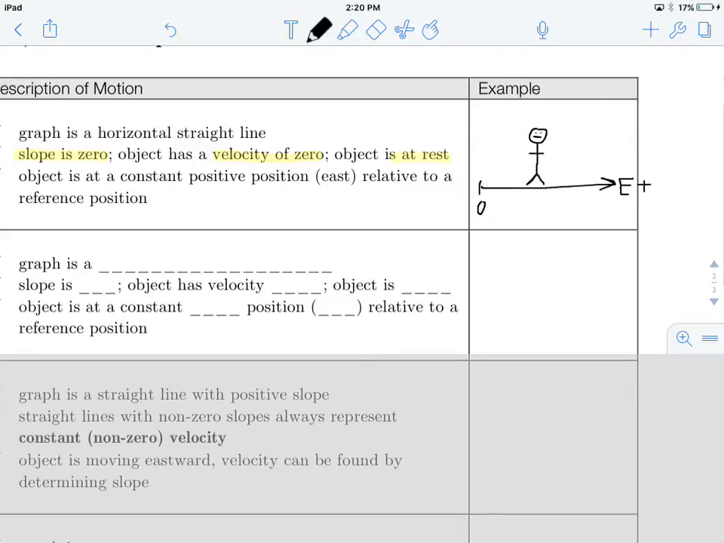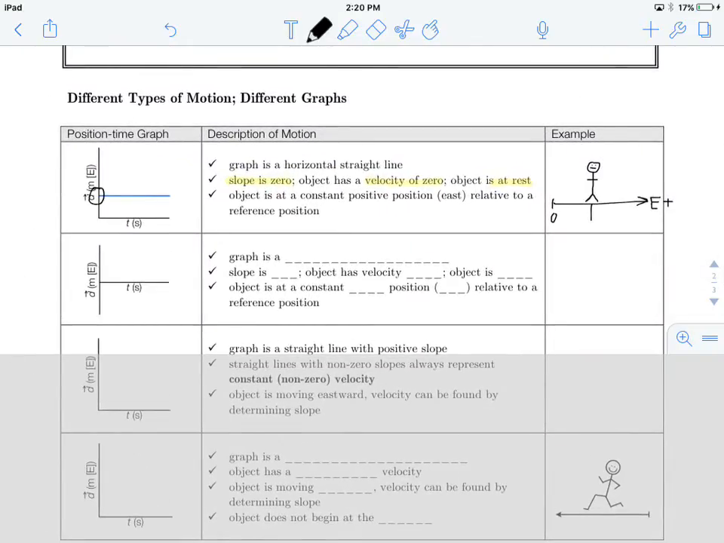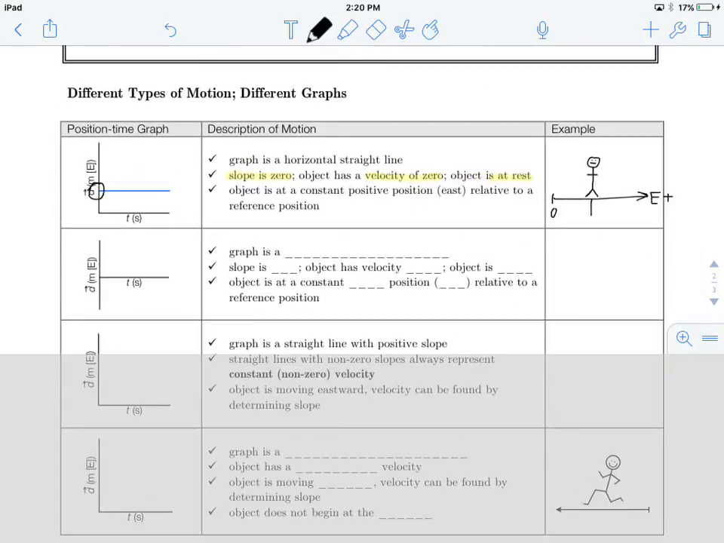and he's just standing still, okay? And he's at some position, and this position would be the same as this position right here. And so he's not moving. He's just sitting. As time ticks on, he's just sitting there. Okay? So conversely now, let's look at something else.